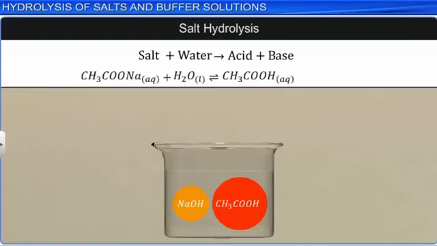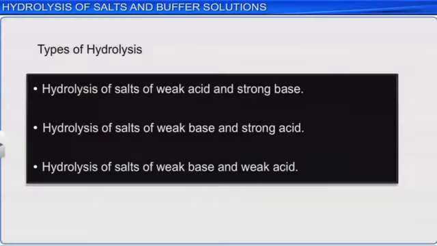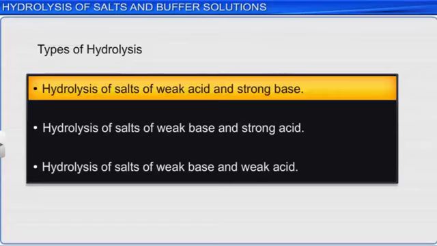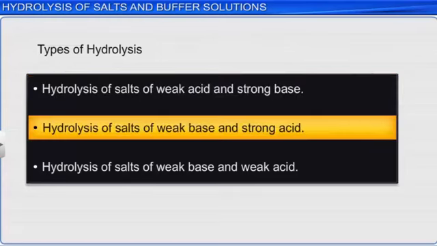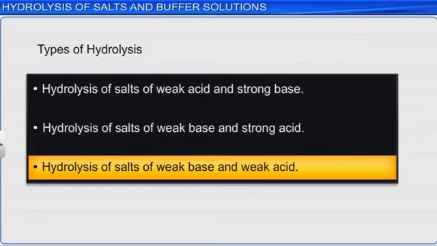There are three types of hydrolysis. Hydrolysis of salts of weak acid and strong base. Hydrolysis of salts of weak base and strong acid. Hydrolysis of salts of weak base and weak acid. Let's study each type in detail.